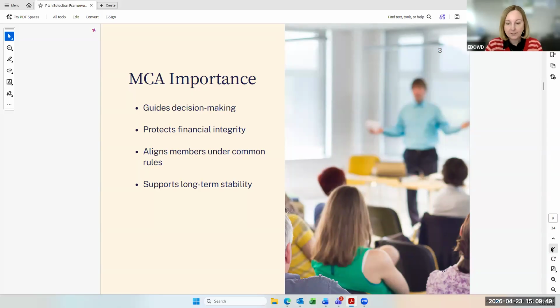So one of the things in our municipal cooperative agreement that we're going to talk about in a minute is it says if you are going to join us, you must bring all your active employees. That comes straight from the municipal cooperative agreement and will be an example that I talk about later.